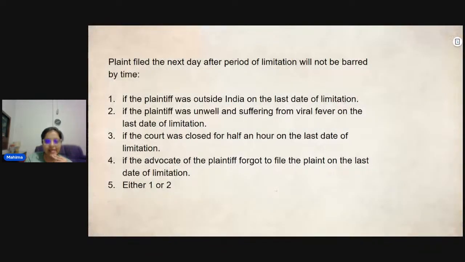A plaint filed the next day after the period of limitation will not be barred by time if the plaintiff was outside India on the last date of limitation, if the plaintiff was unwell and suffering from viral fever on the last date of limitation, if the court was closed for half an hour on the last date of limitation, if the advocate or the plaintiff forgot to file the plaint on the last date of limitation, either one or two.